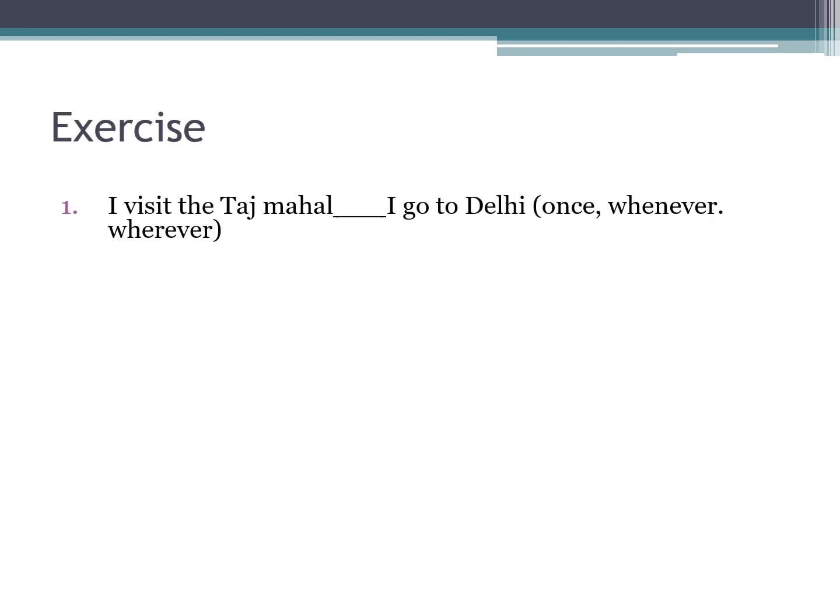Exercise. I visit the Taj Mahal dash I go to Delhi. Here the options are given in the bracket, so we have to write the proper or appropriate answer for the particular question. For the first question: I visit the Taj Mahal whenever I go to Delhi. Here whenever is the answer for the first question.